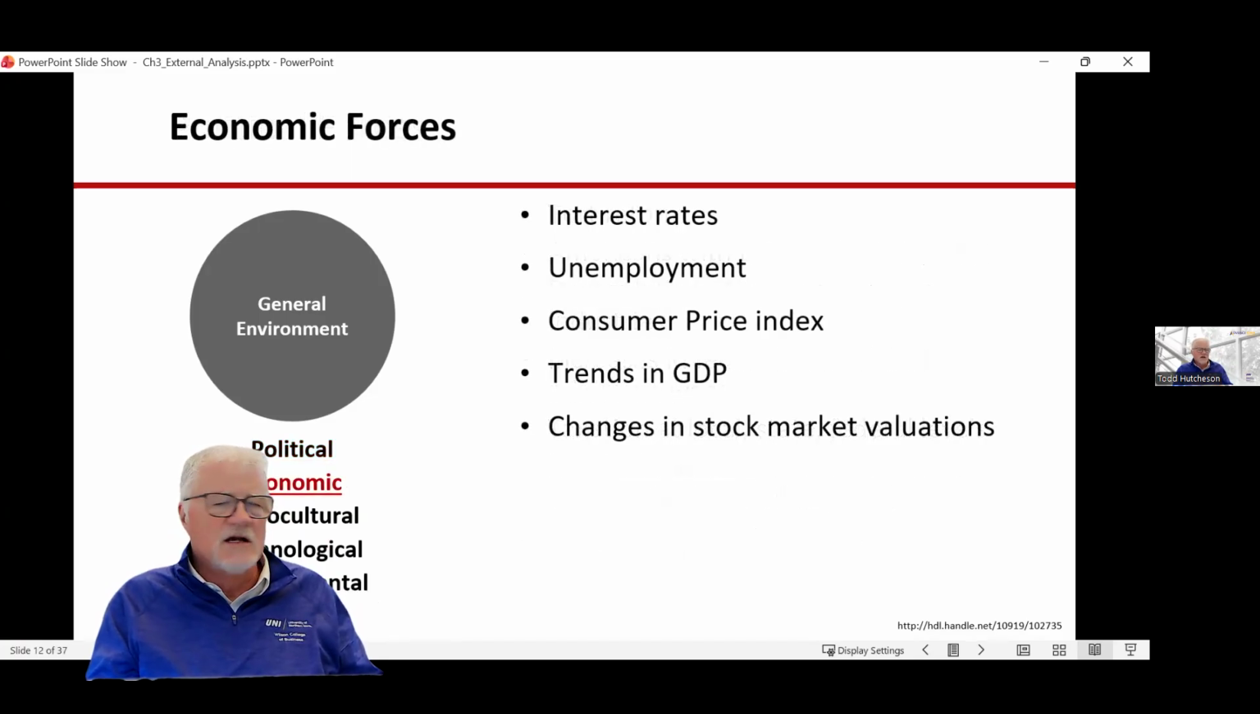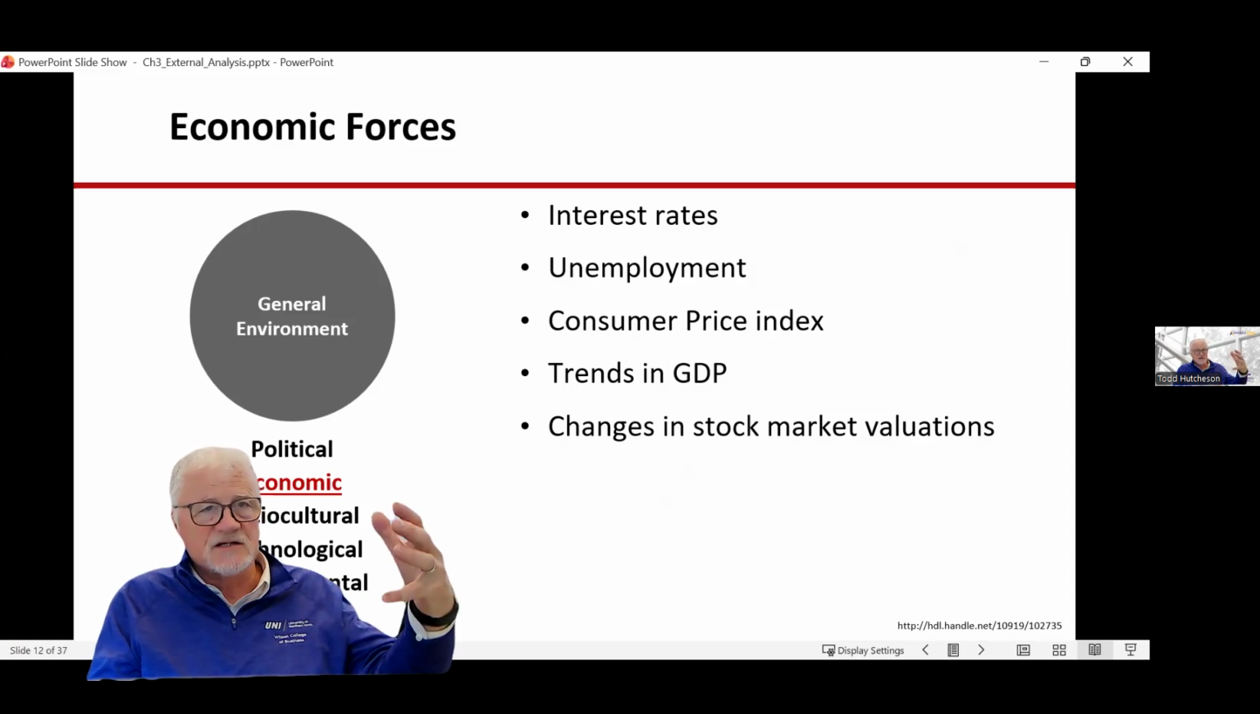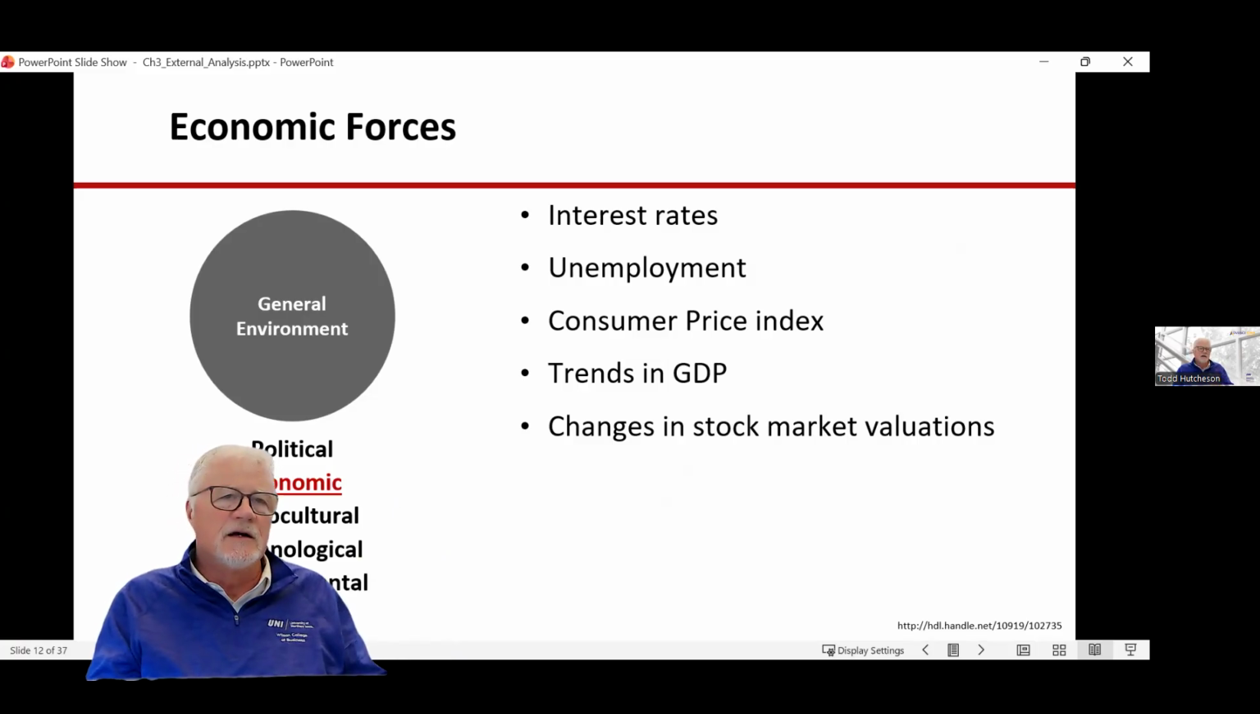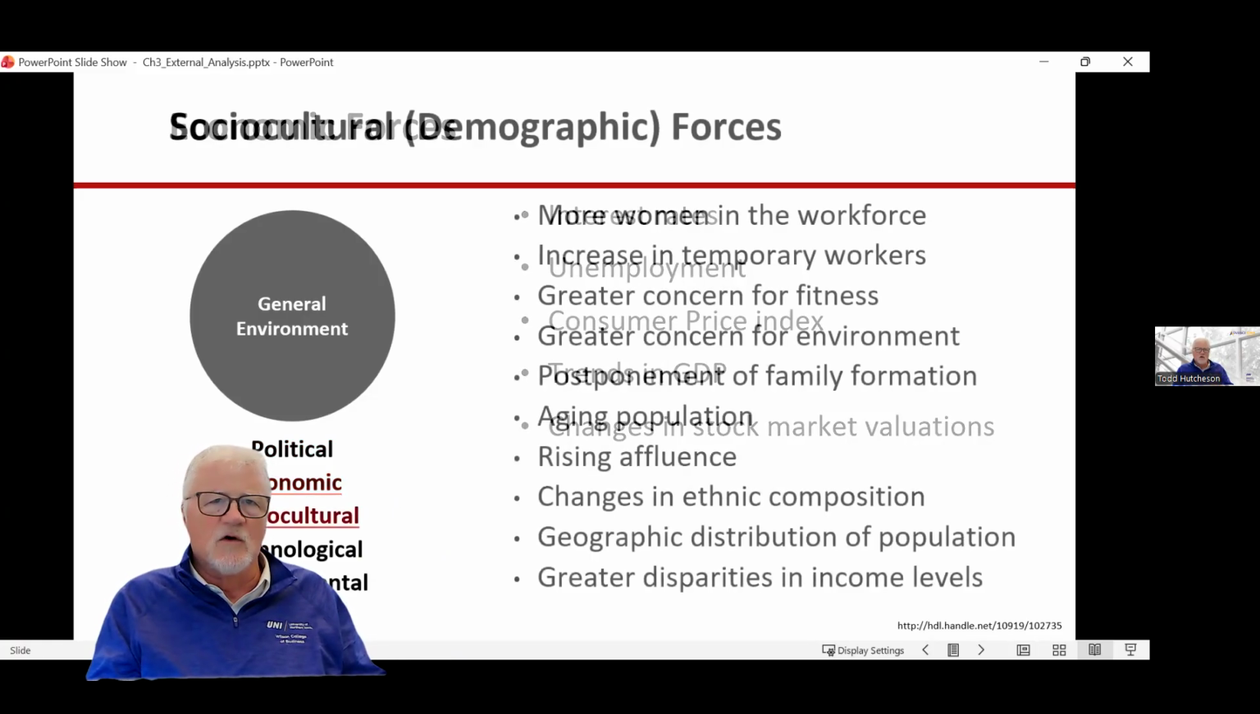Economic forces, there are hundreds of measures out there: interest rates, unemployment rates, consumer price index, gross domestic product changes and trends, changes in stock market valuations, stock market trends, you name it. Again, there's an etcetera on this chart. So all of these things economically can impact my business, can impact my industry in a positive and negative way.